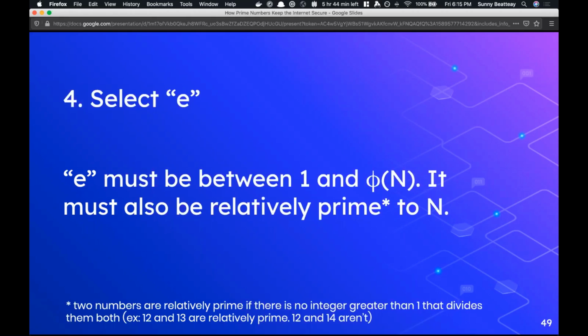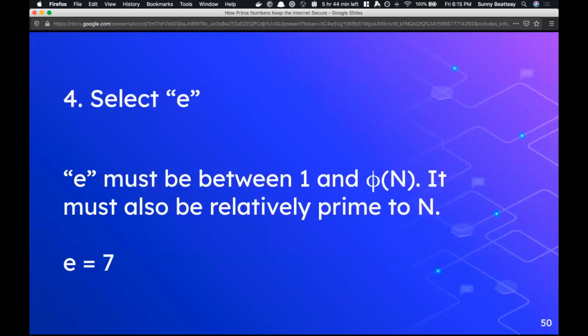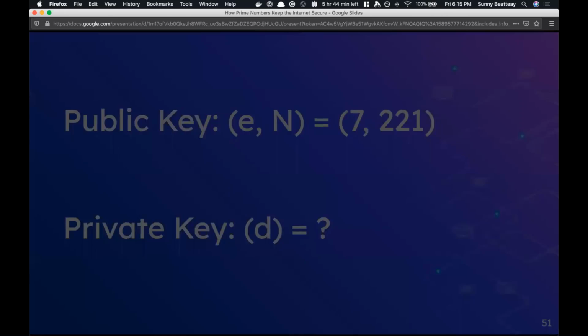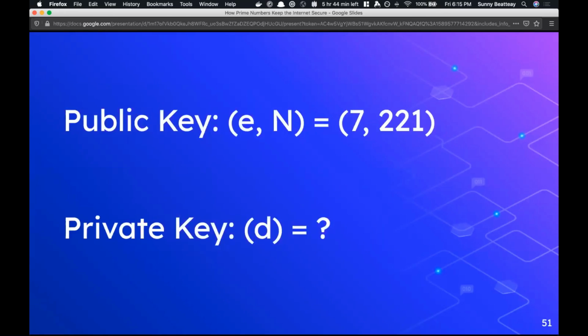For the purposes of this presentation, I picked a nice small prime number. I picked the value 7 because it's small and prime and also fulfills our criteria. Okay, so we have the value of E in this case. E is going to be 7. Perfect. Up until this point, we've now calculated our public key. It's 7 and 221.